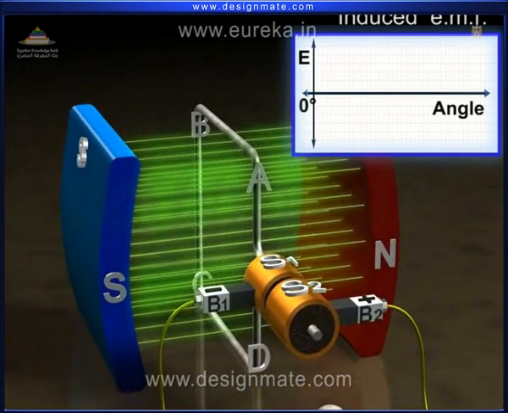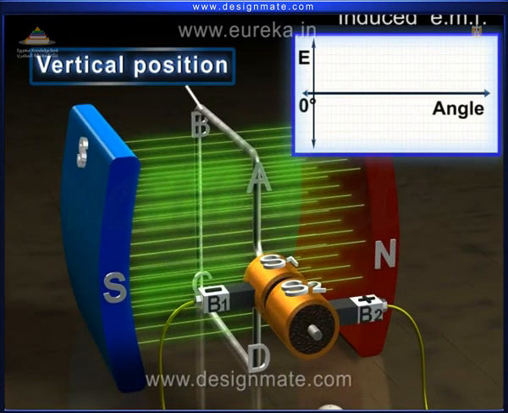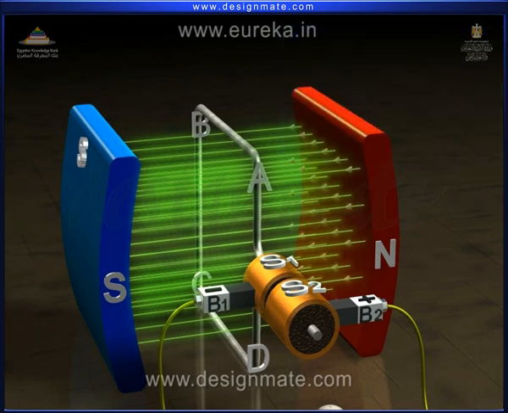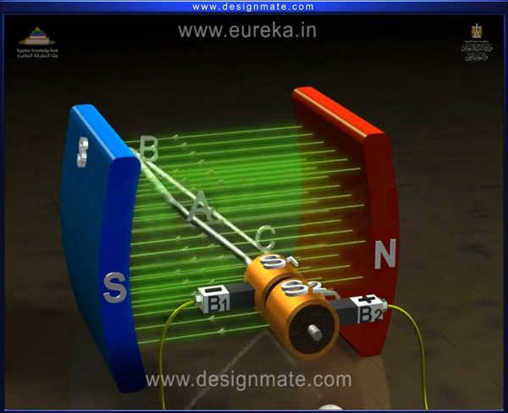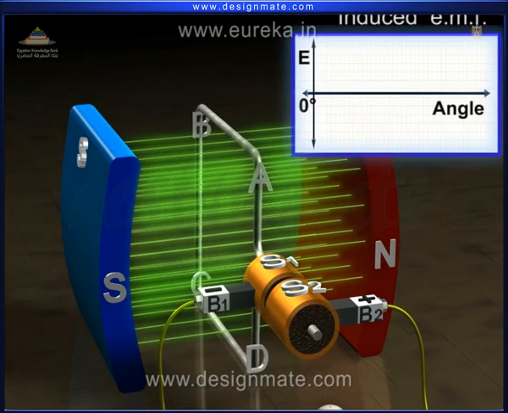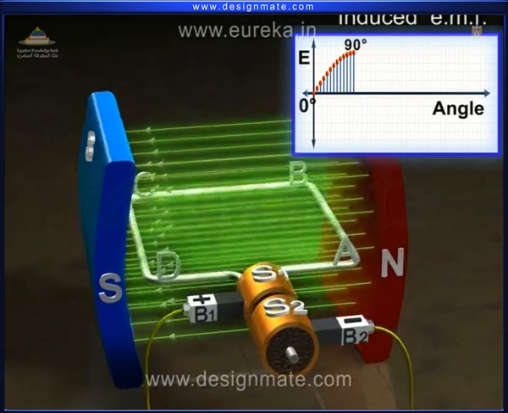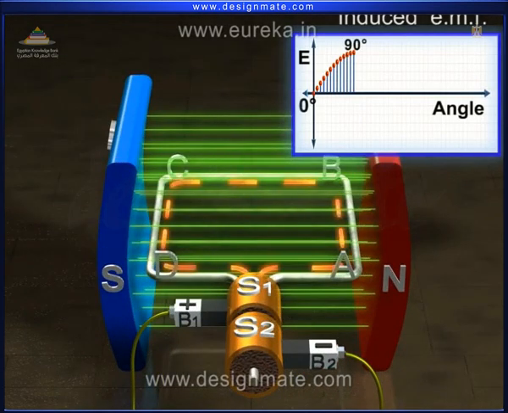Initially, the coil is in the vertical position, that is 0 degrees, so no flux is cut and hence, no current flows in the coil as we can see from this graph. By the mechanical force, the shaft starts rotating, say in the clockwise direction. So the armature coil also starts rotating. Hence, the flux is cut and current is induced in the coil.